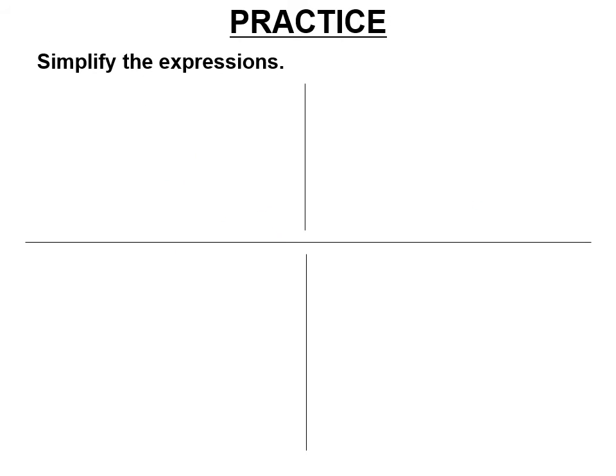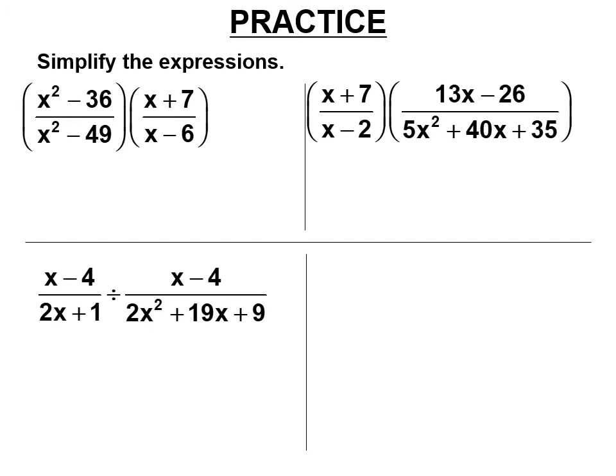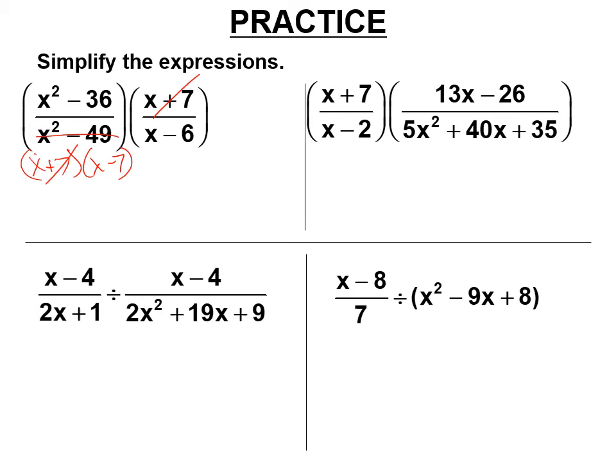Okay, so let's do all of these. So here we're looking for an x plus 7. And that does have one because you can do that. We're looking for an x minus 6 here. And these are the difference of perfect squares, so you can do that. And this is x plus 6 over x minus 7.